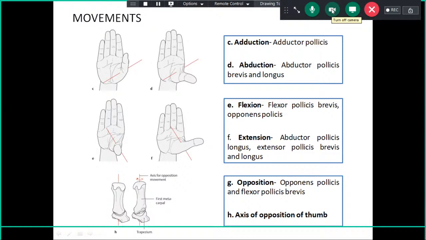Now when you have extended your thumb, can you see a prominence coming up here? You are trying to highlight your anatomical snuff box. What are the boundaries of the anatomical snuff box?